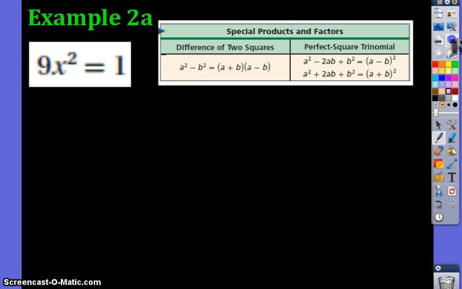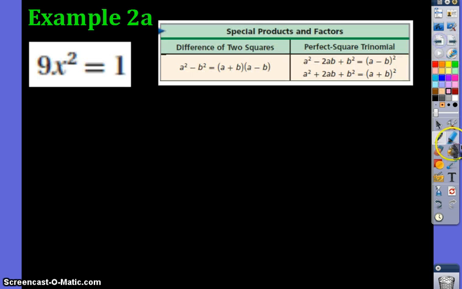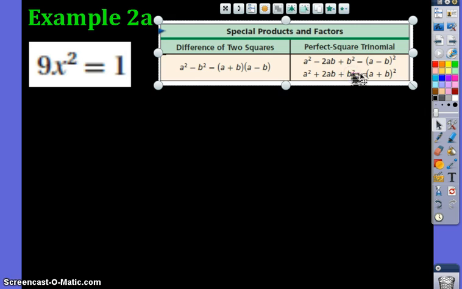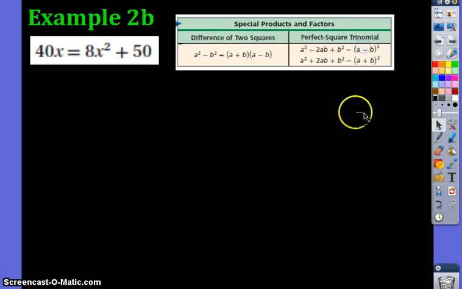Another similar situation happens with the perfect square trinomial. I should have this on there, but I don't. Let me go ahead and copy that picture onto that slide so we can compare as we go through. All right, so it's 40x equals 8x squared plus 50. We want everything to be on one side of the equation.